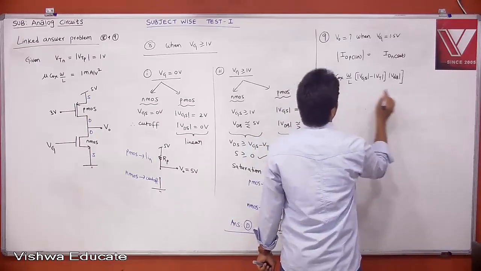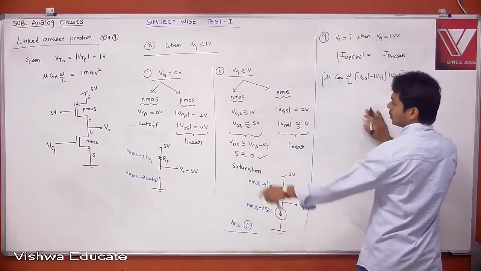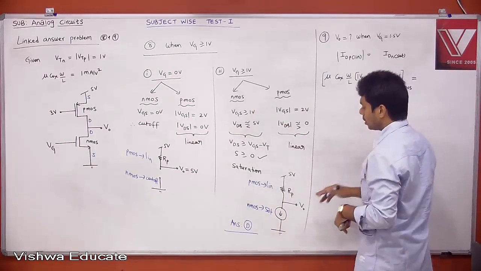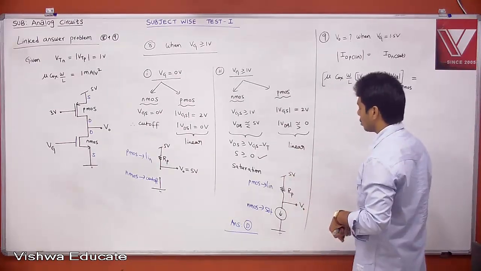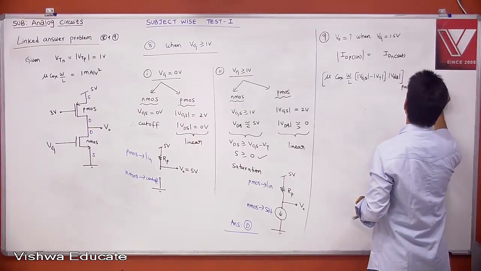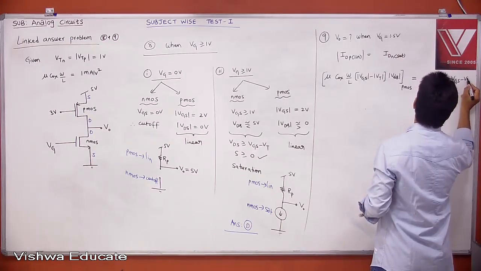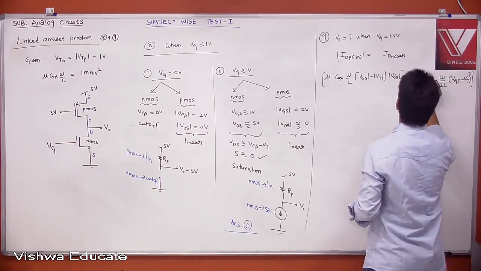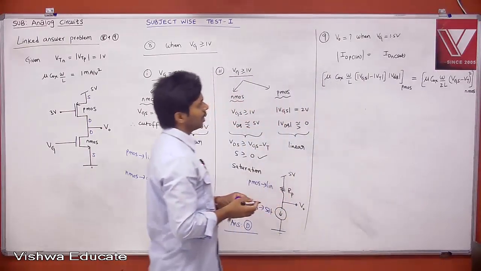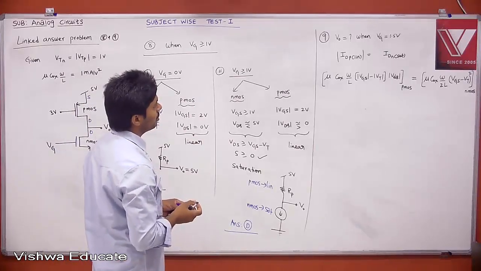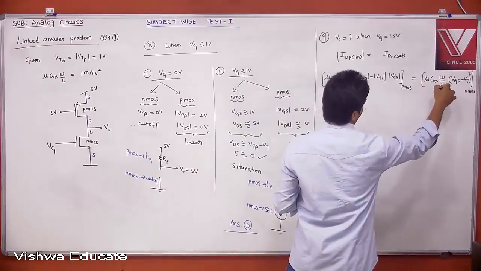This should be equal to IDN, the current of NMOS when it is in saturation. IDP is nothing but linear current, IDN is nothing but your saturation current. What is the saturation current? mu n Cox W by 2L into (VGS minus VT) whole square. This is for NMOS, because in series current is constant. If you solve, you will get it. I think mu Cox W by L will be cancelled. Even though it is given, it is cancelled. 1 by 2 is there.